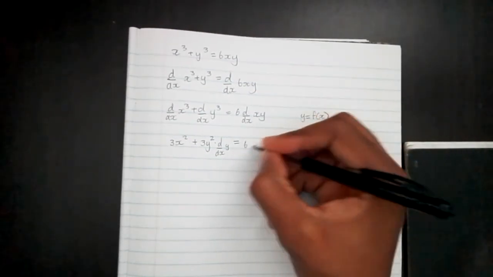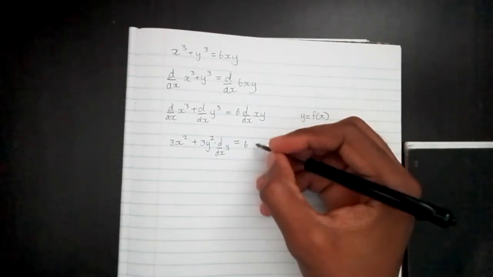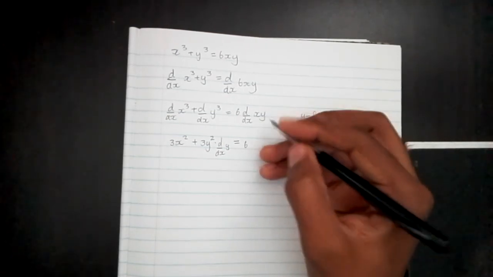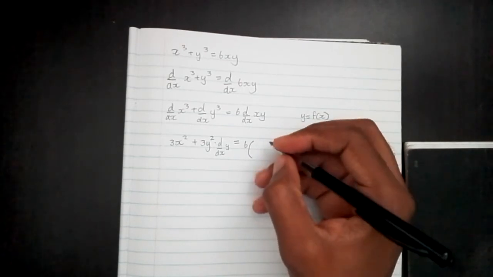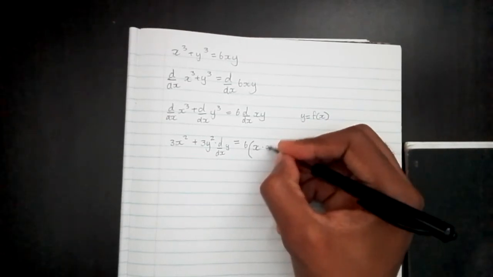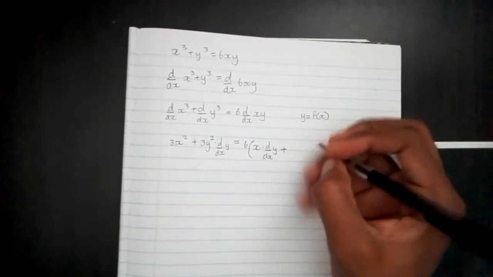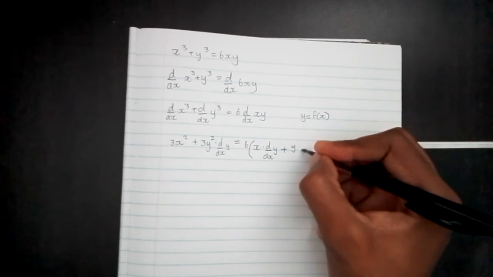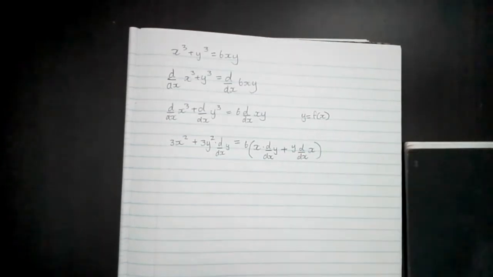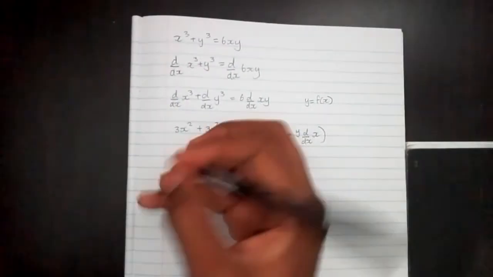That all equals 6 times, here we have a product, two functions multiplied by each other. So x times the derivative of the first function, is how the product rule is applied. The derivative of the first function multiplied by the second function, which is y in this case, plus the second function multiplied by the derivative of the first function. That's how the product rule is applied. And we can get right into it.